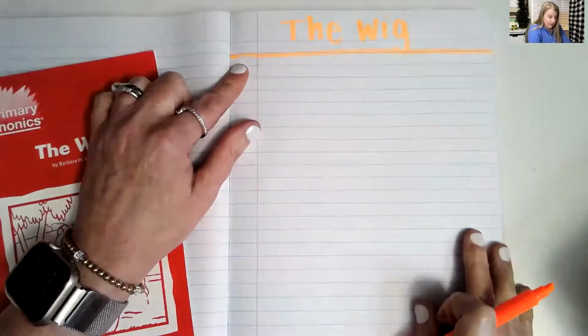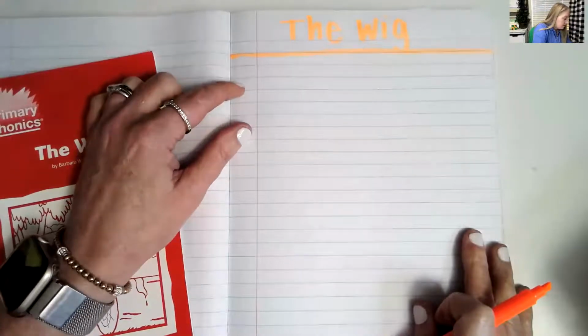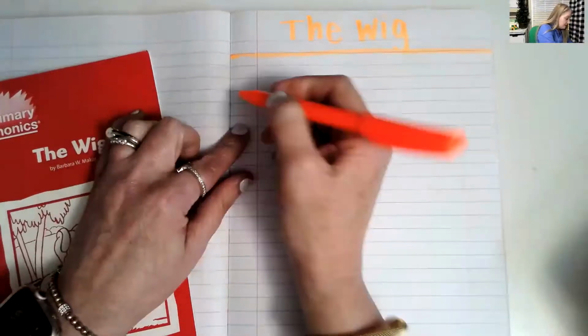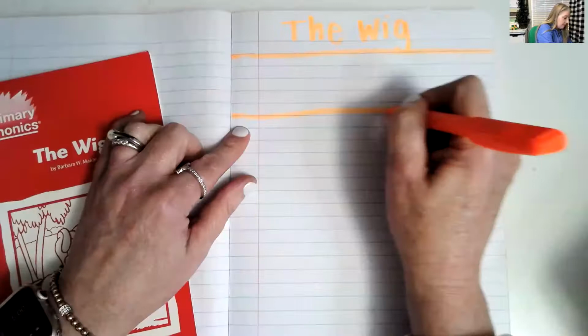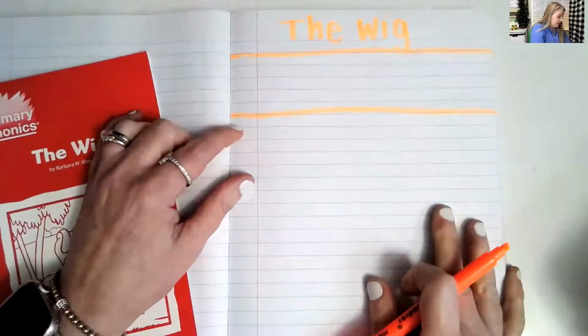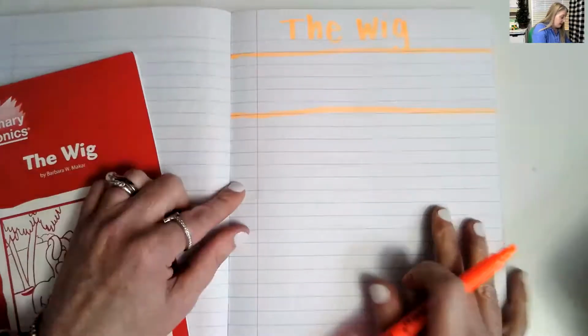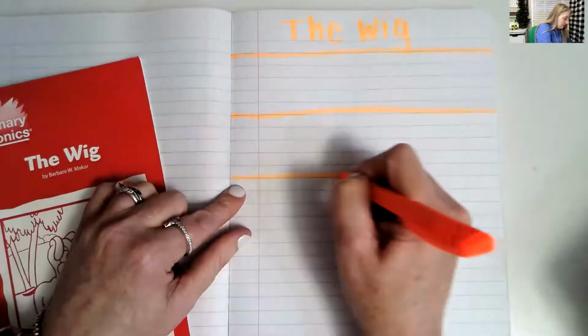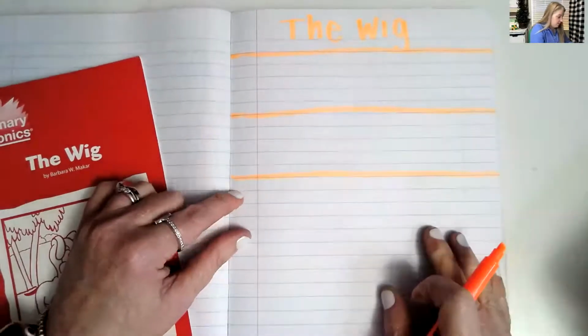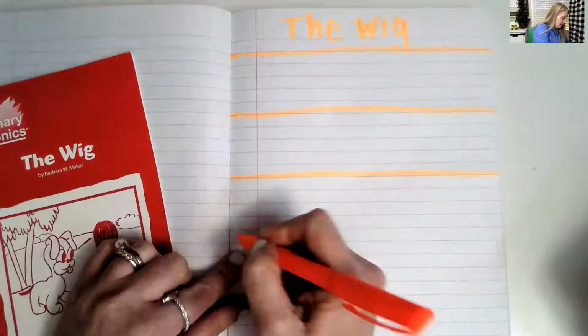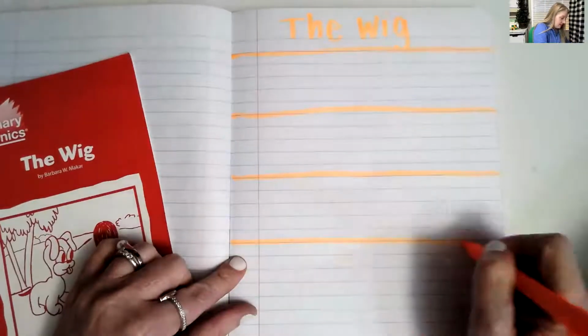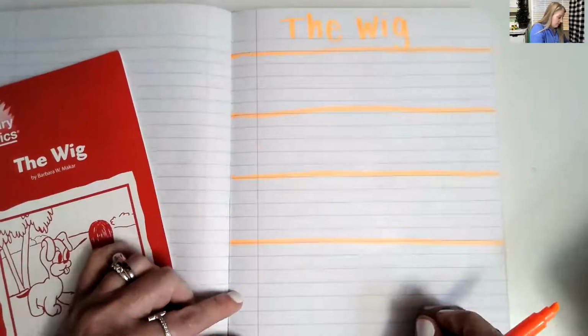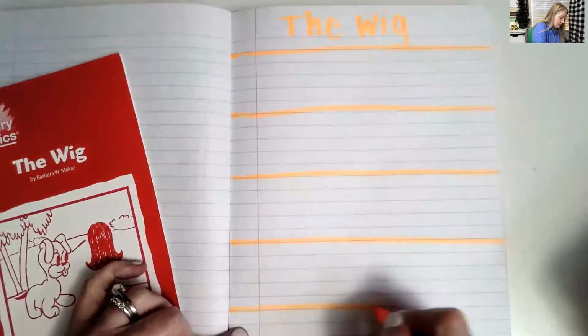And then we're going to count down about 1, 2, 3, 4, 5 lines and draw that line going all the way across. And then 1, 2, 3, 4, 5 lines and go across. And again, 1, 2, 3, 4, 5 lines and go across.